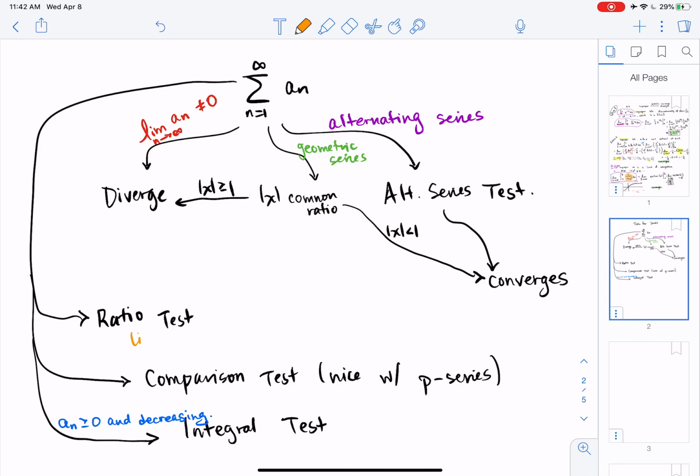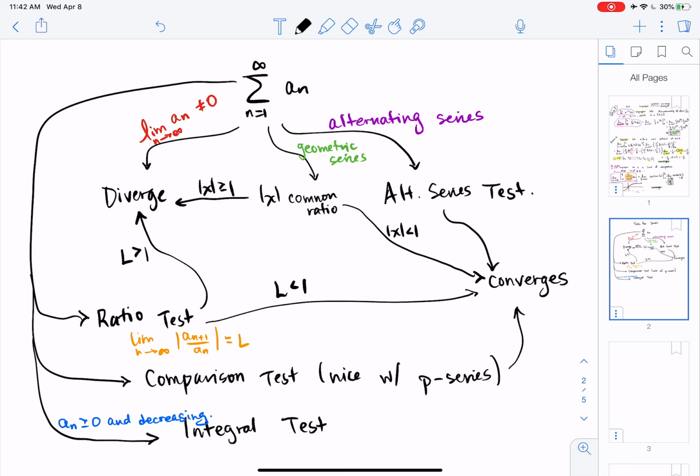You take the limit as n goes to infinity of the ratio of your series terms. Let's call that some number L. We know that this diverges if L is bigger than 1, converges if L is less than 1, and it's inconclusive if L equals 1.